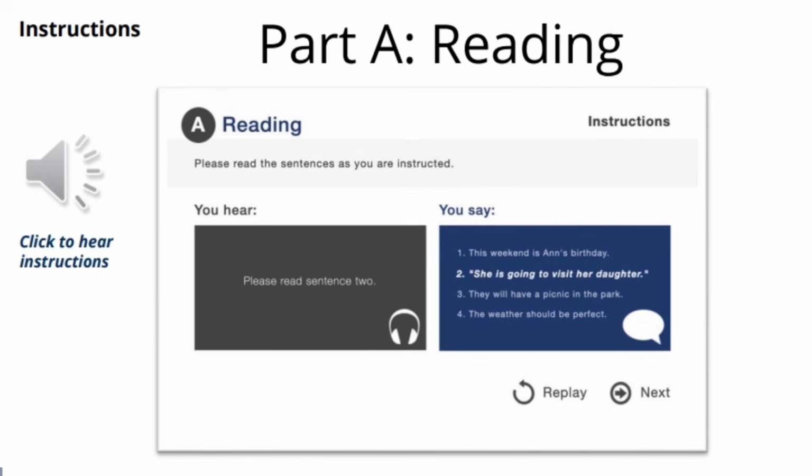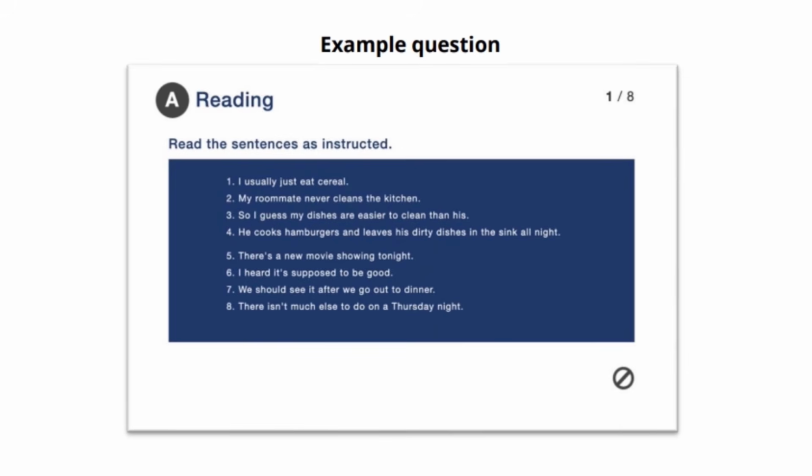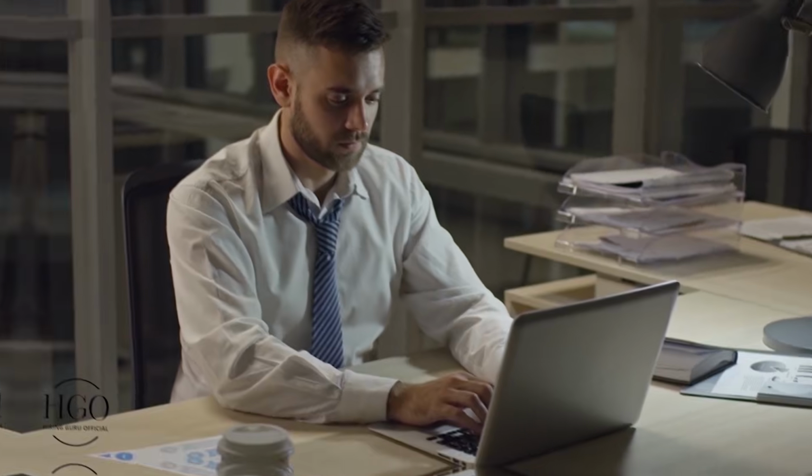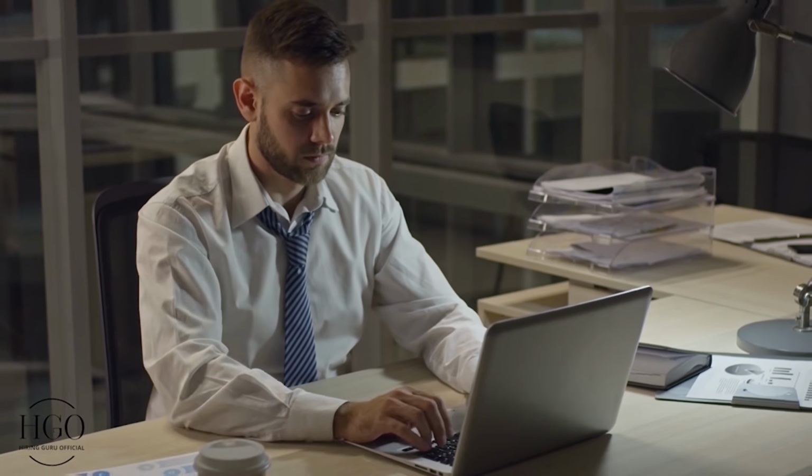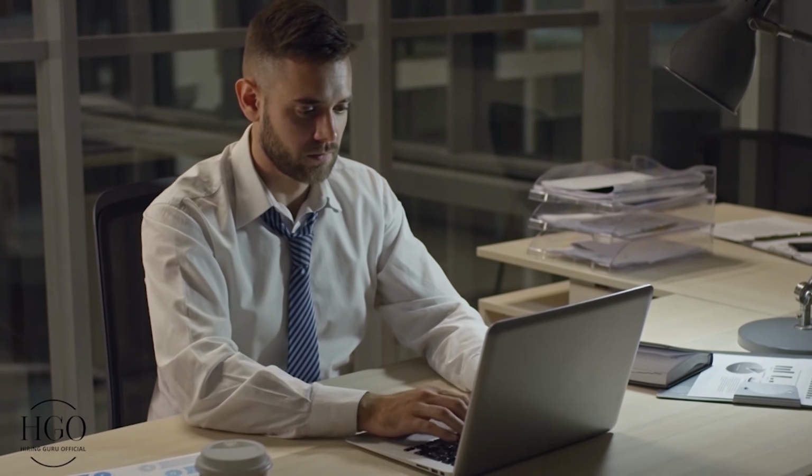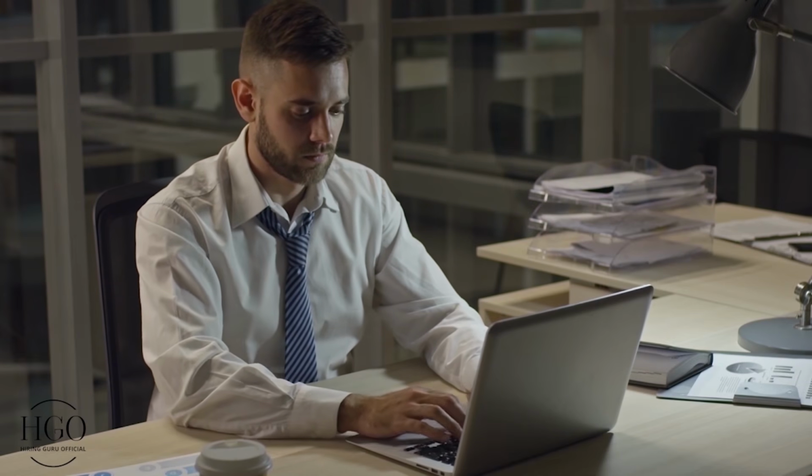Let's move on to our first section, Part A, which is reading. In this section, you will see 8 sentences on your screen, and an automated machine, or you can call it a bot, will ask you to read the sentences randomly. For example, the bot will say, please read sentence number 4, and you will read sentence 4 displayed on your screen. Then the bot will say, now read sentence number 7, and you will proceed with sentence 7 and so on. You don't have to speak the sentences in the sequence 1, 2, 3, 4. The bot will ask you to read sentences randomly. Trust me, this is the easiest section of this test, and you should aim to score as high as possible in this section.